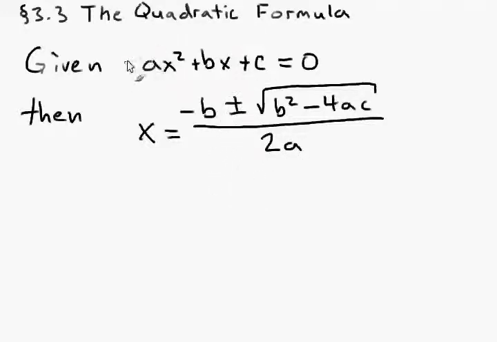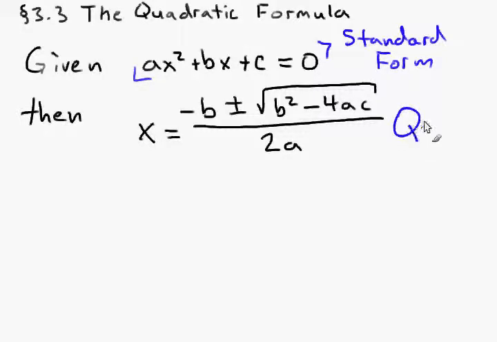Okay, and note this form here. This is standard form for a quadratic, and our quadratic equations must be in this form if we're going to use the quadratic formula. As an example, let's take a look at the equation 2x squared minus 3x minus 4 is equal to 0.